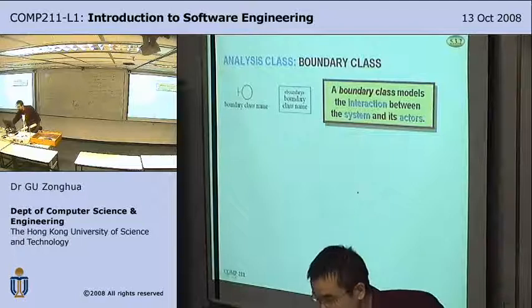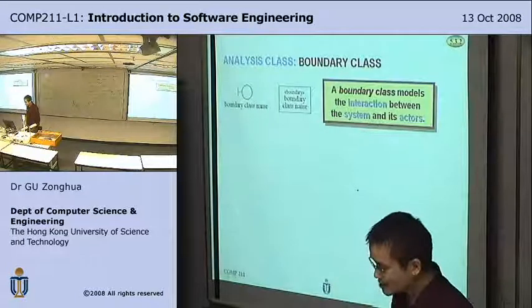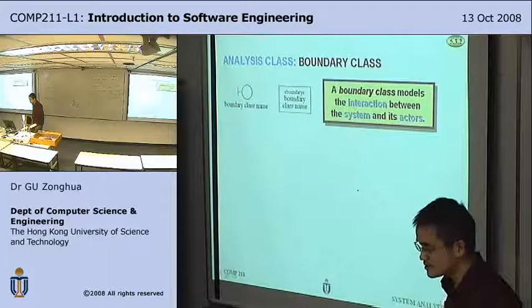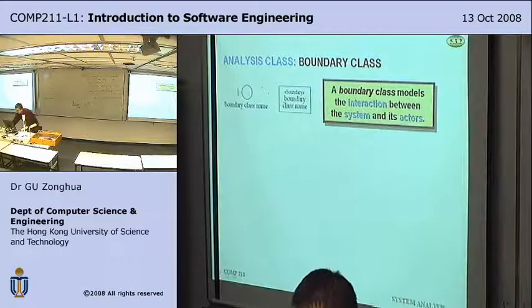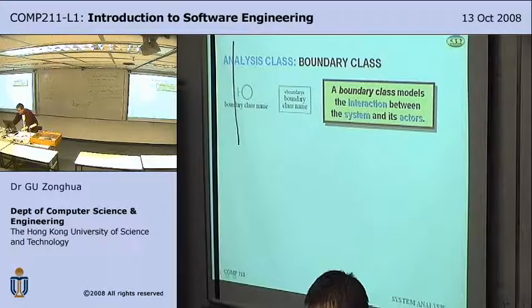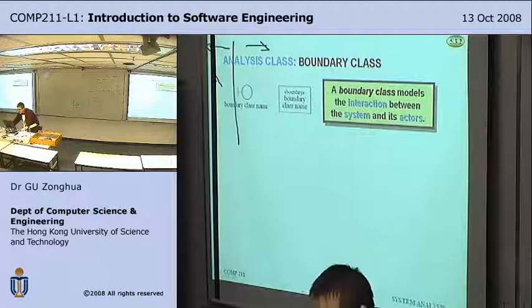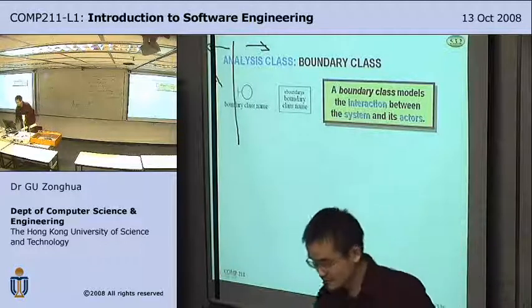So a boundary class models the interaction between the system and its actors. It looks like a circle with a little handle on the left side. So this is kind of like a boundary. On this side, these are actors, the outside environment. On the right side is the internal of the system.